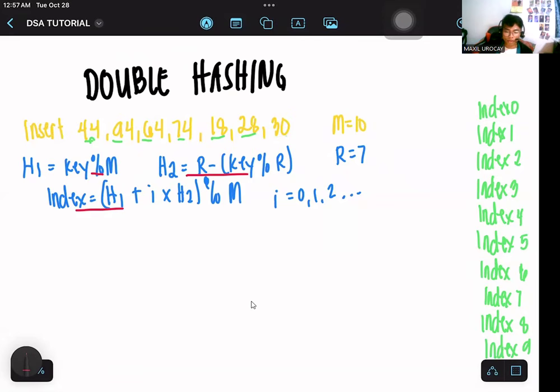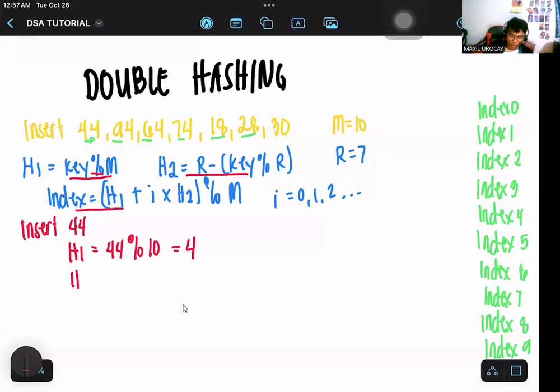Let's run through this in a step-by-step manner. So insert 44. For 44, you will run through the hash one first. This is the formula, and m is 10. So 44 divided by 10 is 4, and 4 times 10 is 40. 44 minus 40 is 4. So that's how it works.